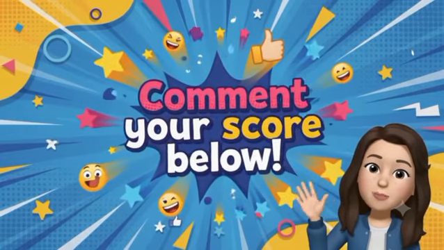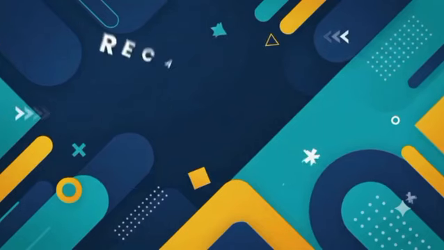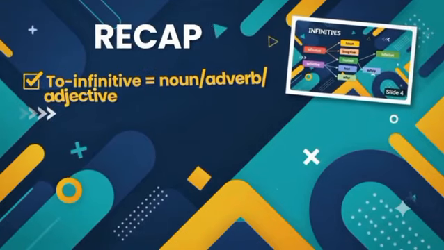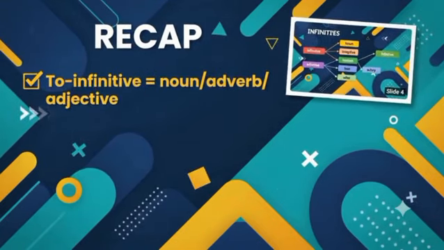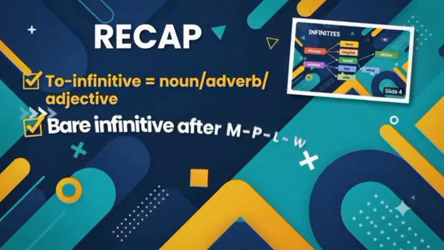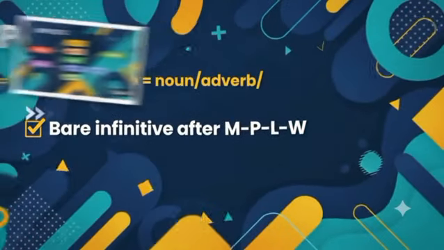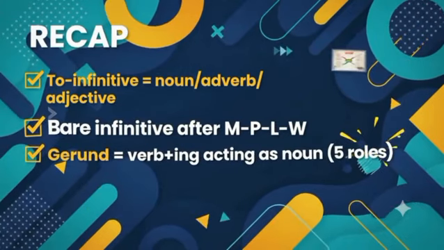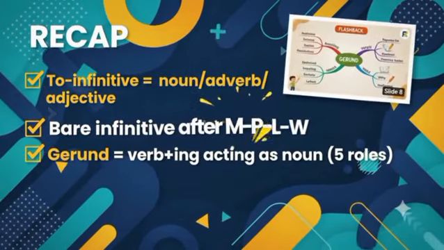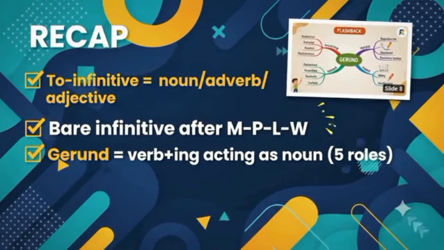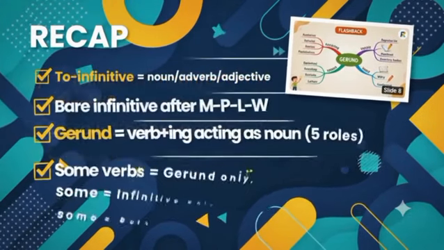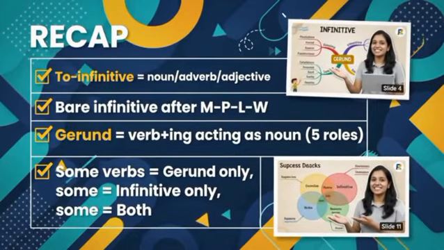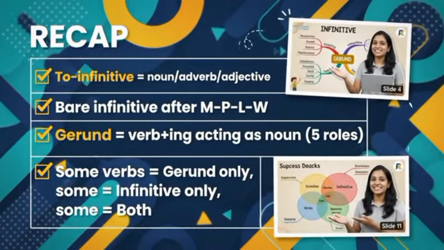Comment your score below. Let's recap. To infinitive plays noun, adverb or adjective roles. Bare infinitive follows modals, perception verbs, let, make, do and why. Gerund is verb plus ing acting as a noun with five possible roles. And remember, some verbs demand a gerund, some demand an infinitive, and some accept both.